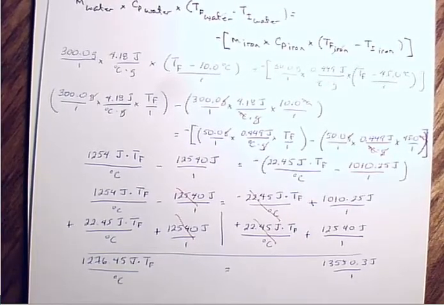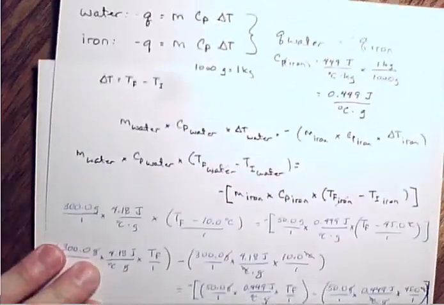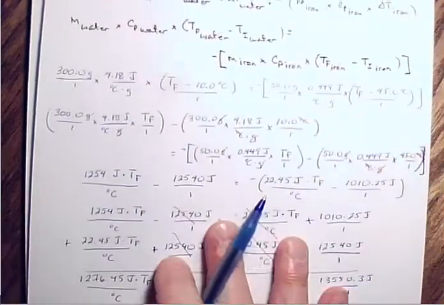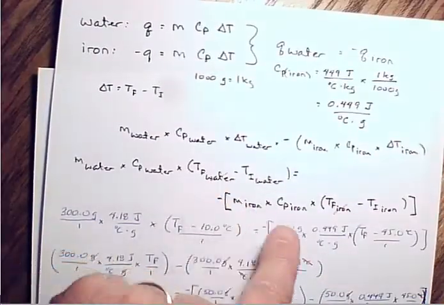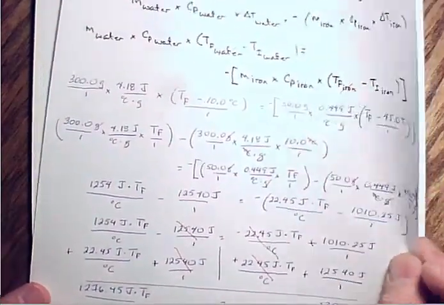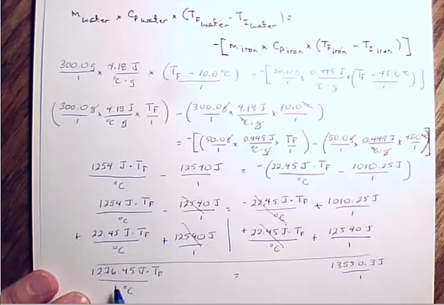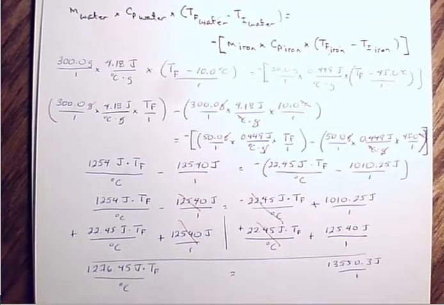What I want to do really in the end is get temperature final by itself. I'm doing all this to be able to isolate temperature final because that's what I'm looking for. Back up here, we're trying to find all this stuff. We said that the temperature would be the same at the end, and what we want to do is find the final temperature. If I want to get temperature final by itself on this side of the equation, what do I do mathematically to make that happen?